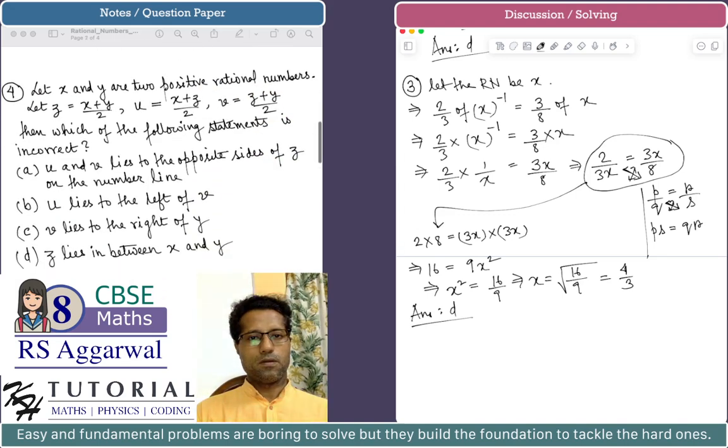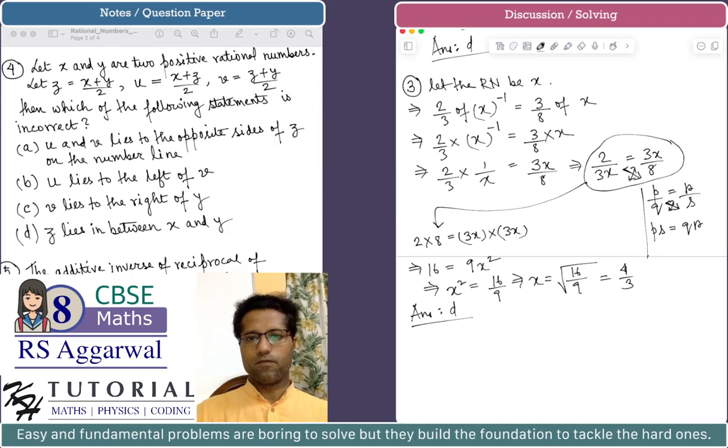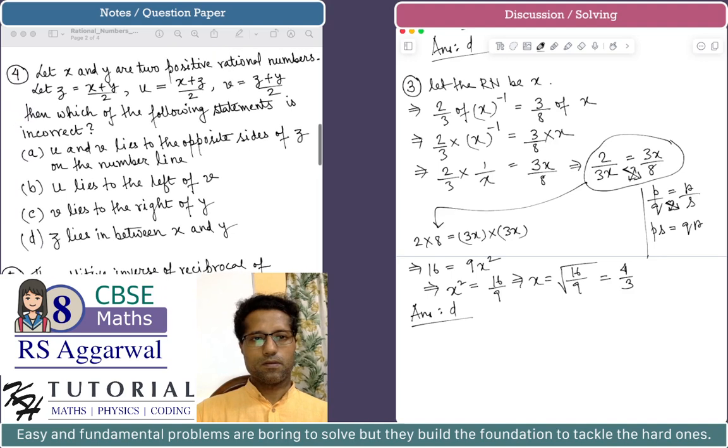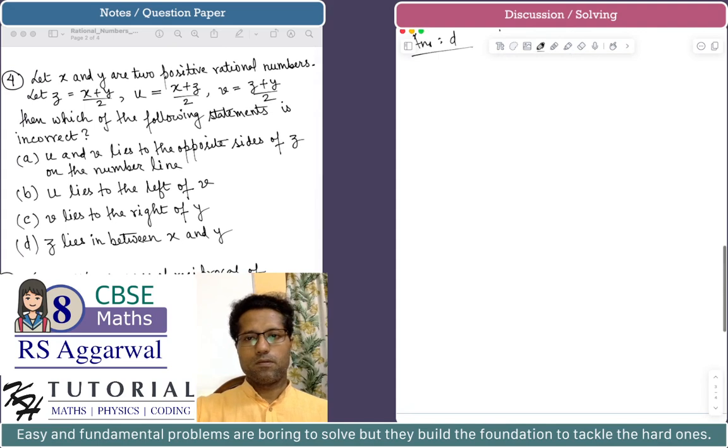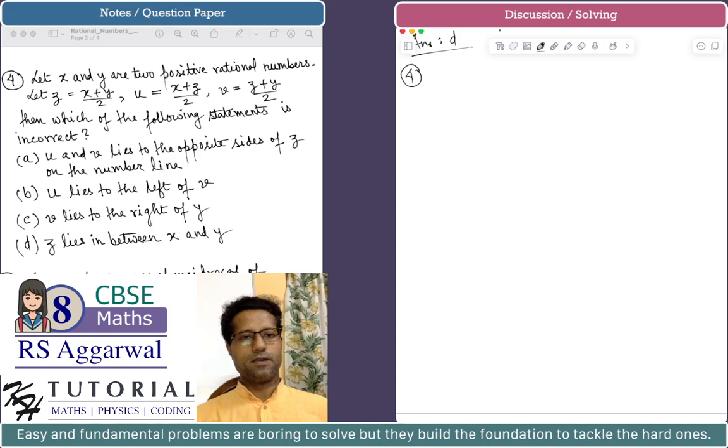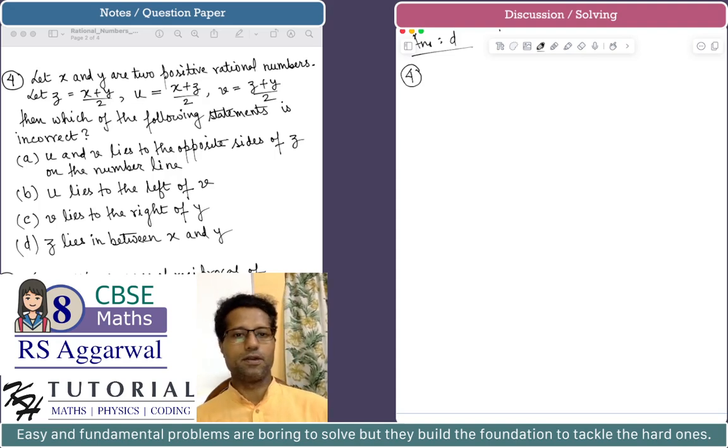Okay, let's solve problem number 4. It says let x and y be two positive rational numbers. Let z equal to x plus y by 2, u equal to x plus z by 2, and v equal to z plus y by 2. Then which of the following statements is incorrect? We have to select the statement which is incorrect, not correct.